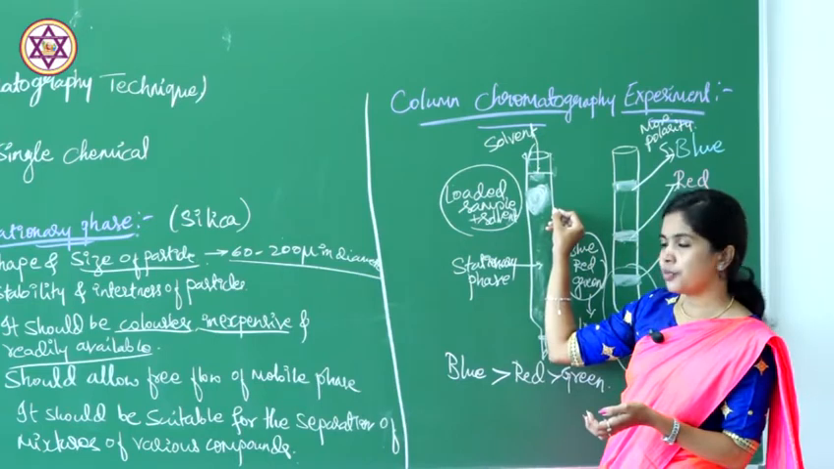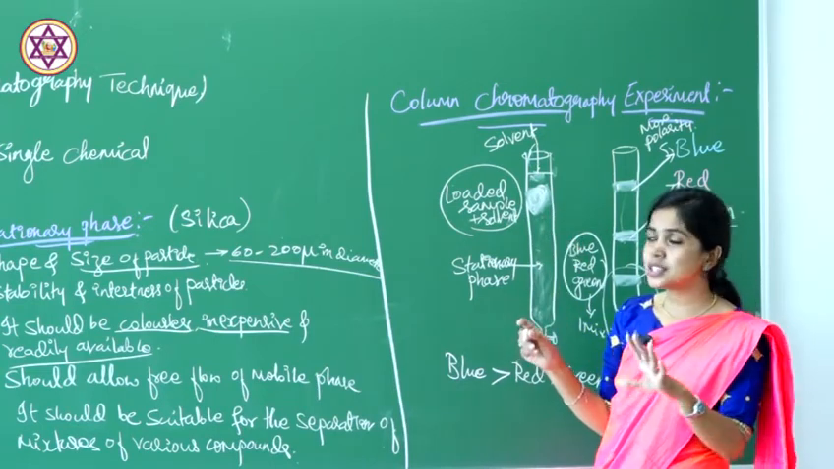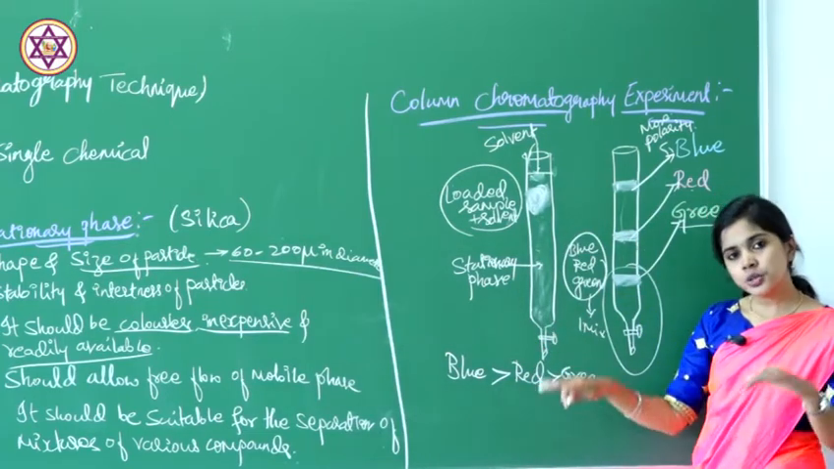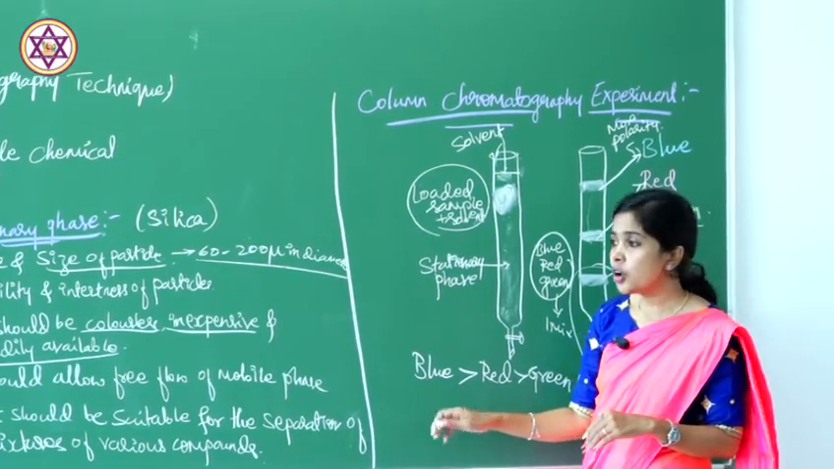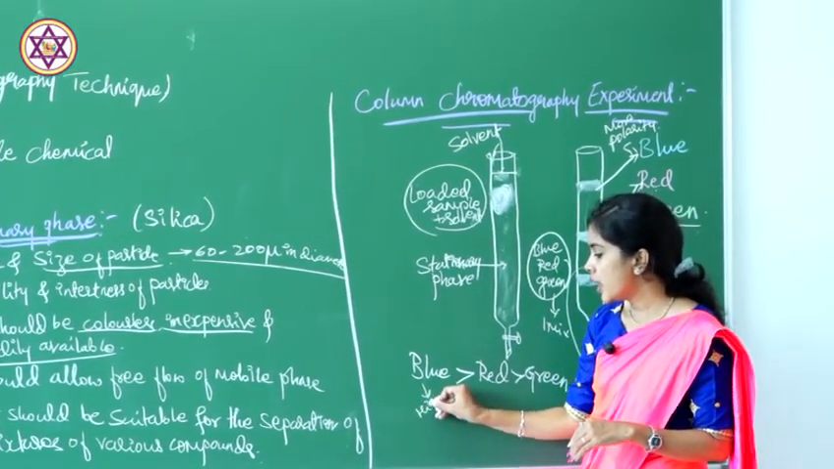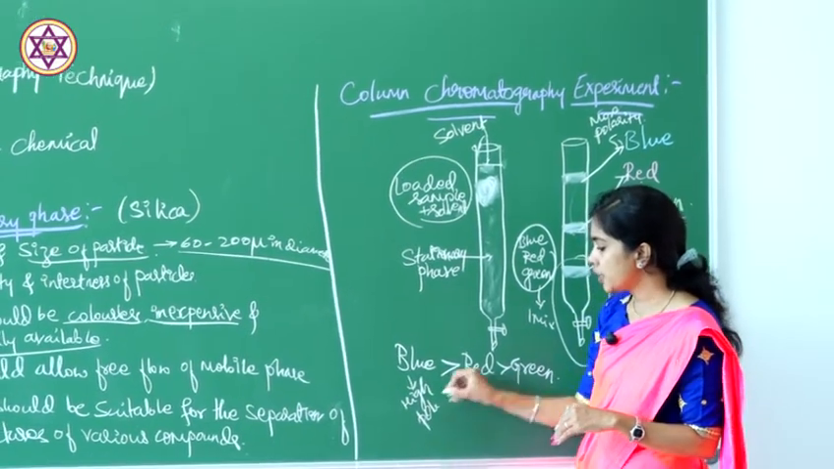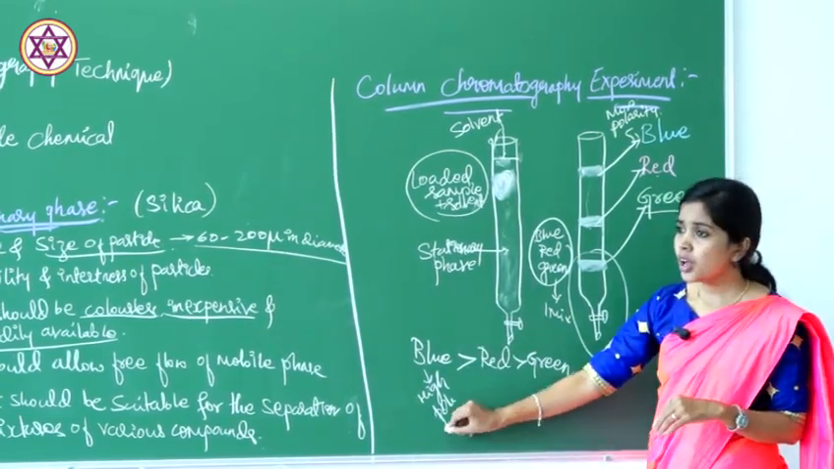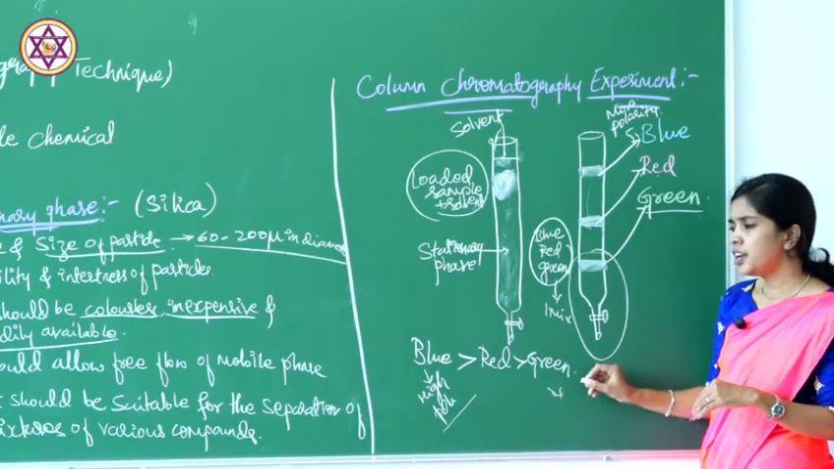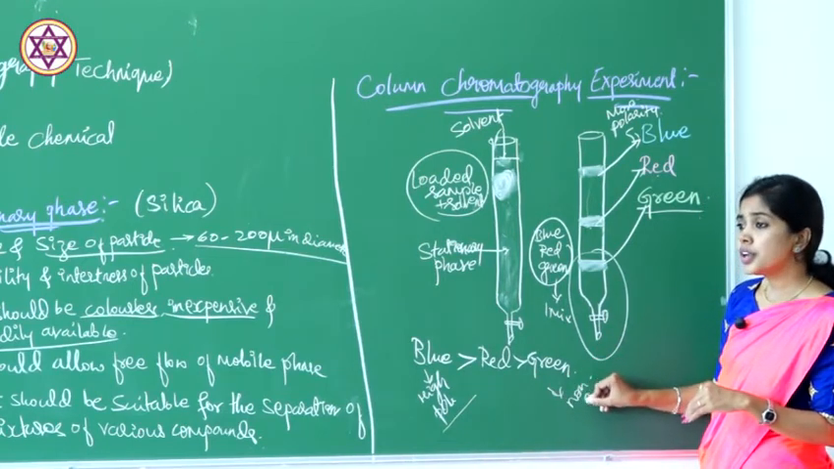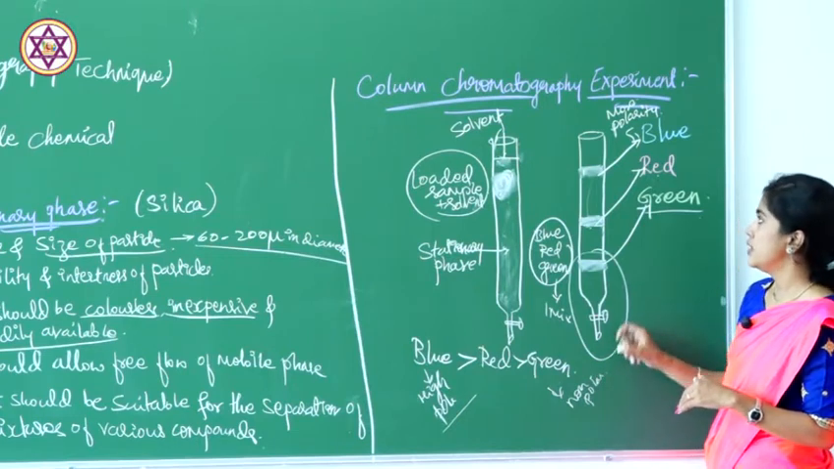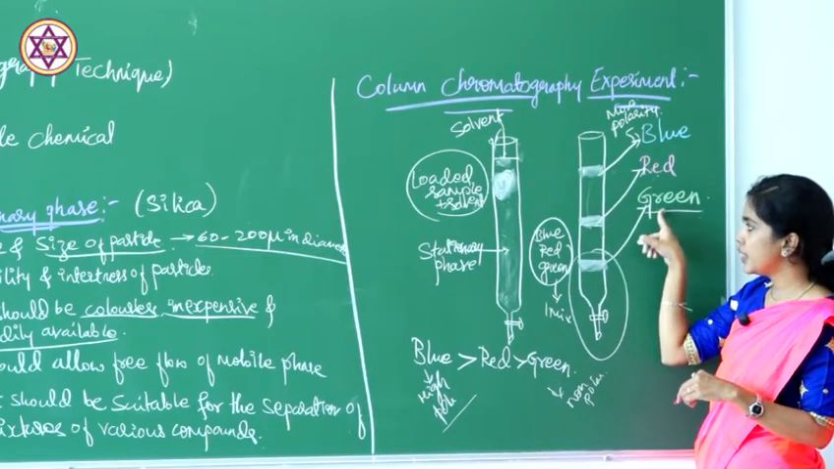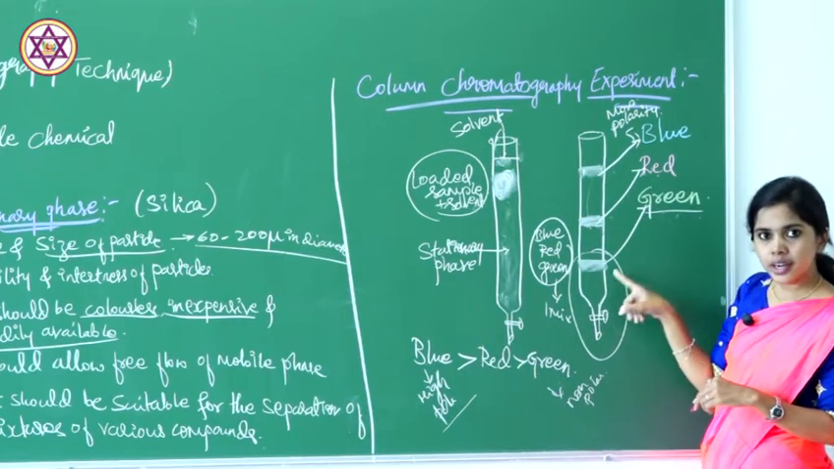Retention time depends on absorption, therefore we call it absorption chromatography. Absorption depends on polarity. For example, if you take a mixture of blue, red and green inks, blue acts as highly polar, whereas green is non-polar, or less polar in nature. Therefore the blue one gets absorbed first, leaving behind red and green. Red gets absorbed second, then green third.